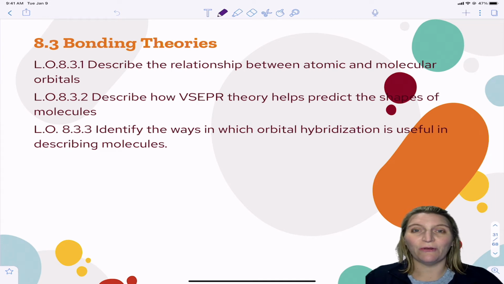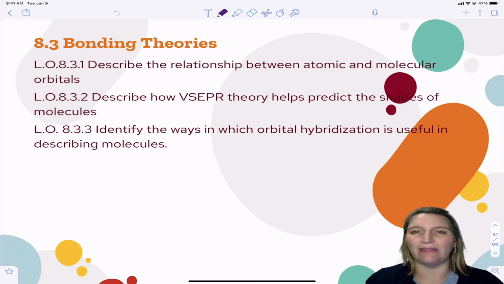Hello. So today we're moving on to a new section in Chapter 8 on bonding theories. We are going to talk today about how bonding actually occurs with orbitals and the concept of orbital overlap. Then we will talk about another concept called hybridization.